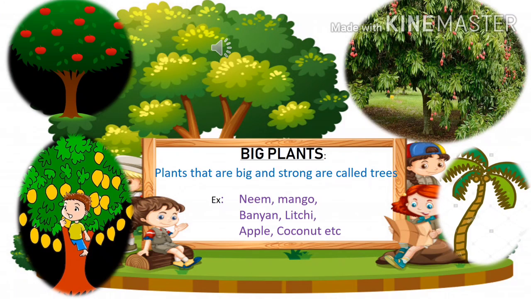Big plants. Plants that are big and strong are called trees. Example, neem, mango, banyan, lychee, apple and coconut. Once again, plants that are big and strong are called trees. Example, neem, mango, banyan, lychee, apple and coconut tree.